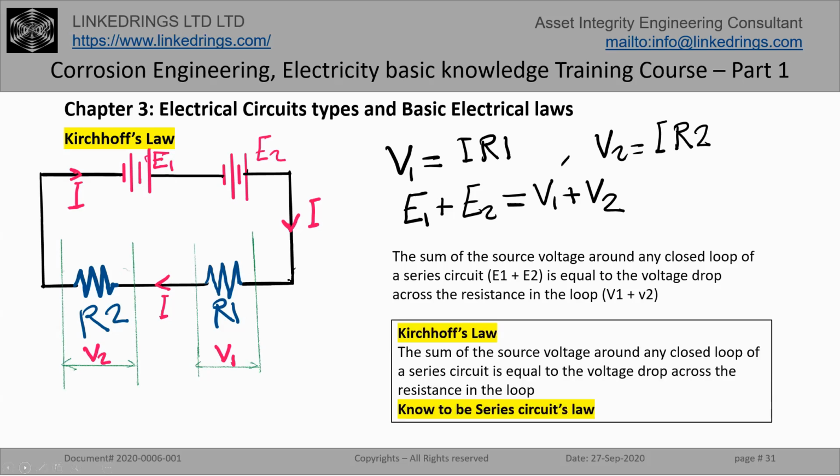And here comes Kirchhoff law. Again, I will read it one more time. The sum of the source voltage around any closed loop of a series circuit is equal to the voltage drop across the resistance in the load. So this law, Kirchhoff law, is known as the series circuit law. So it has two names, Kirchhoff law or series circuit law.